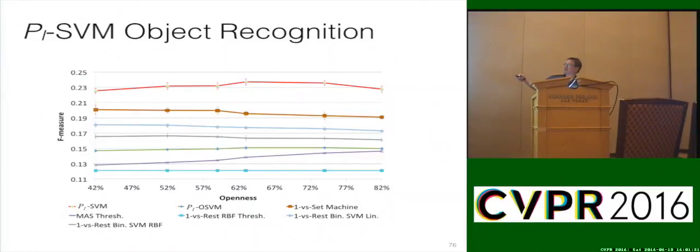We added the Pi SVM. We get a significant boost in our F measure, and oddly enough, it actually increased a little bit as the openness increased, and that's just minor variations as it's playing with the thresholds.